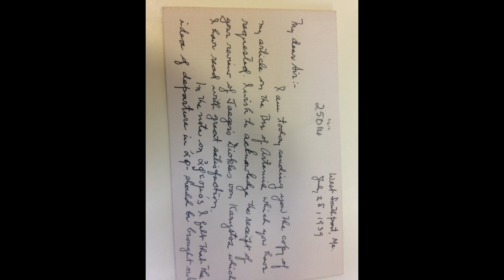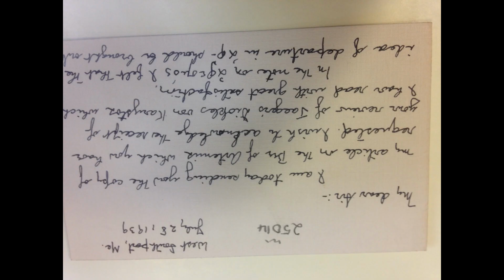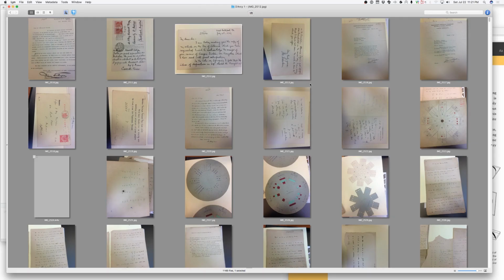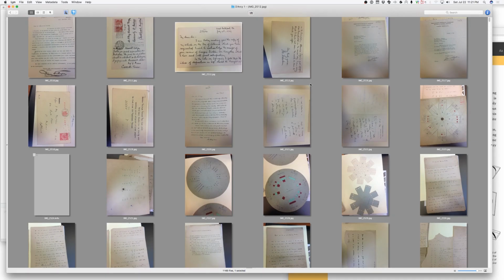Alright, let's take a look at what some of these others are. Oops, this looks to be, okay, article on the Bee of Artemis. Now, I've looked through some of these early ones, so maybe I should go a little bit later here.